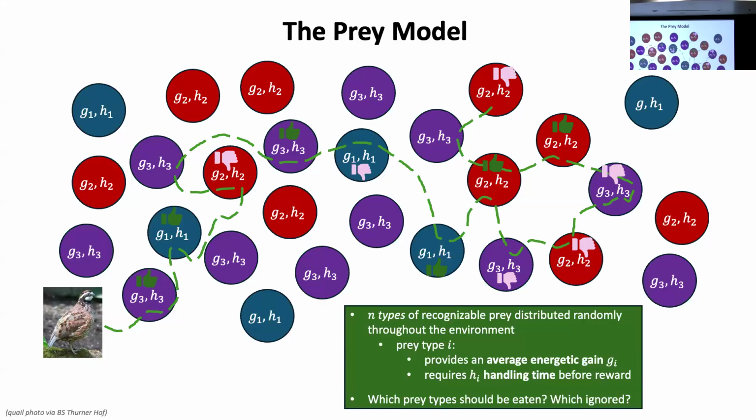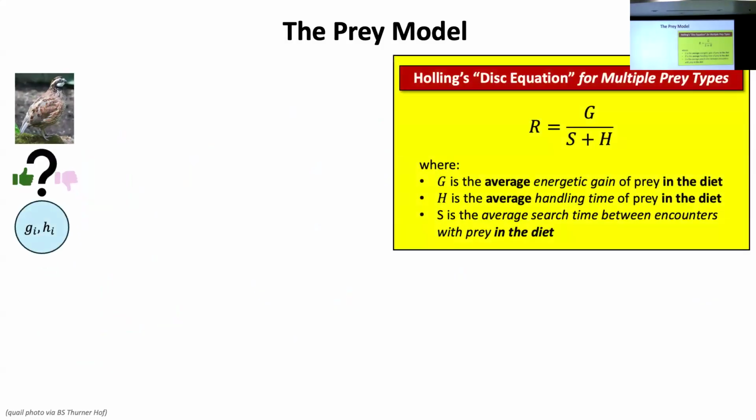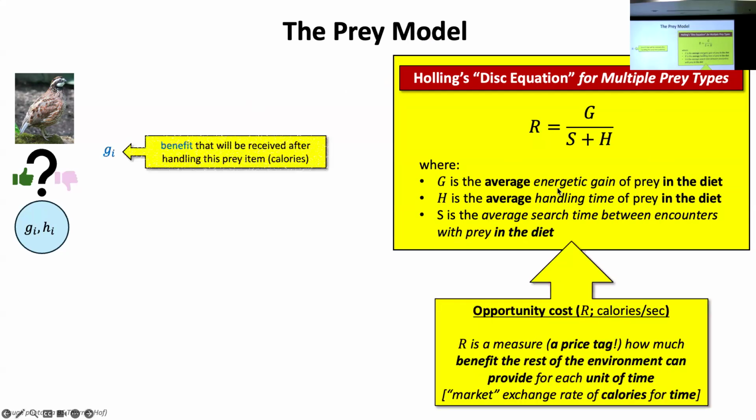Okay, so that's the setup of the problem. We want to try to build a prediction based on the gain and handling time of each one of these prey types and the search characteristics, so how easy it is to find those. It's very similar to what we did with the marginal value theorem. In fact, this is going to be a discrete version of the marginal value theorem, but we don't have functions that are smoothly varying. We just have these lumped prey items. So we're going to turn to Holling's disk equation again. That is our go-to for these simple optimal foraging theory models.